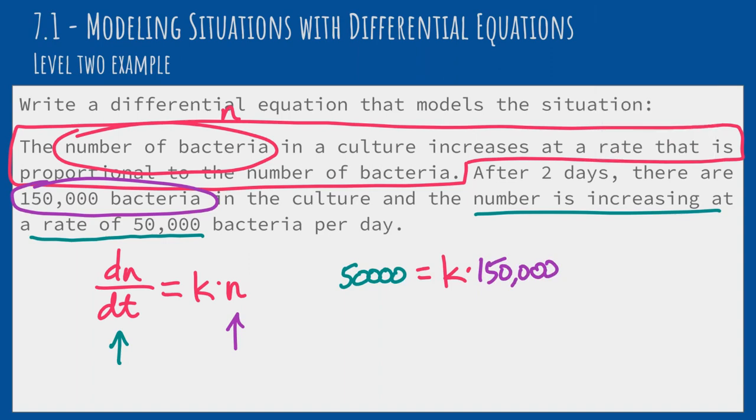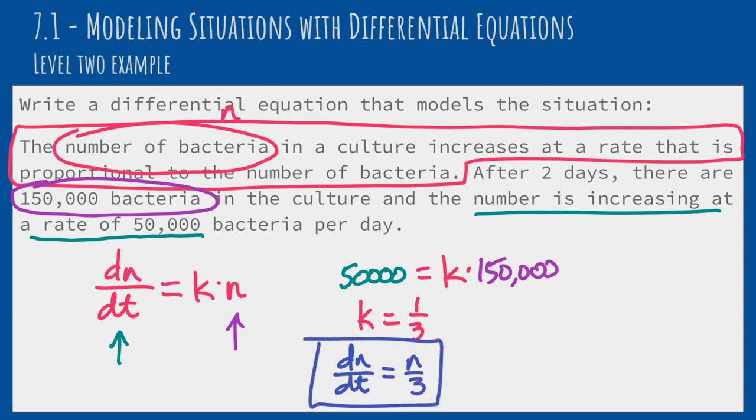So we get k is equal to, we divide by 150,000, reduce that, you get 1/3. And so our differential equation now becomes dn dt is equal to 1/3 times n, or you could say n divided by 3. So by having some information about how fast the population is changing at some particular time and how many bacteria are in the culture at that time, then we're able to solve for what's called the constant of proportionality, that k value, and we get a differential equation that is much more specific now.